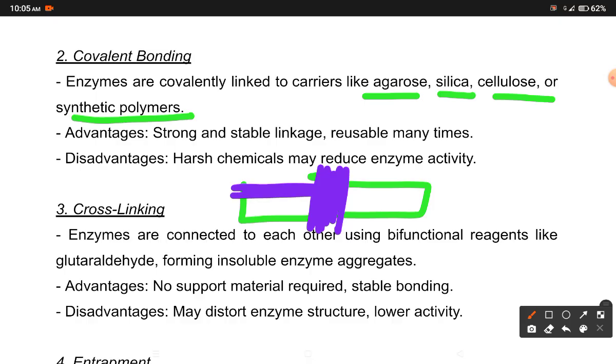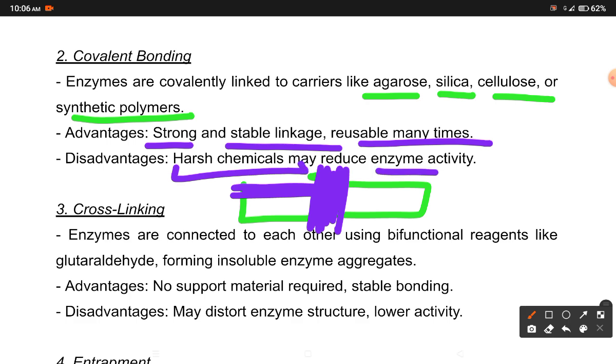The same way, there is a slight disadvantage for this also. The advantages are that it has strong and stable linkages and is reusable, we can use it many times, but we use harsh chemicals at this time, and this may reduce the enzyme activity. As I just said, the brick structure can be overlapped. The same way, an enzyme has a particular structure, having an active site and other binding sites.